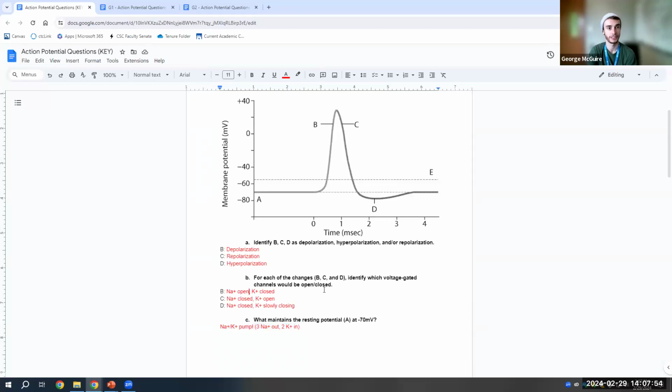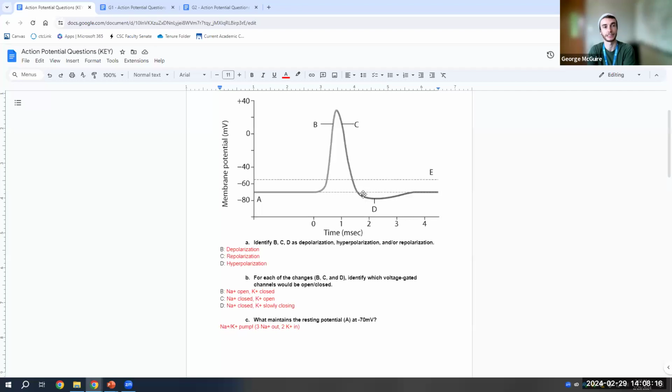So some sort of stimulus opens a sodium channel, allowing those positive sodium ions to flood into the cell. That depolarizes the membrane. At plus 30, the sodium channels close, potassium channels open, and now that positivity is leaving the cell. So we get repolarization.